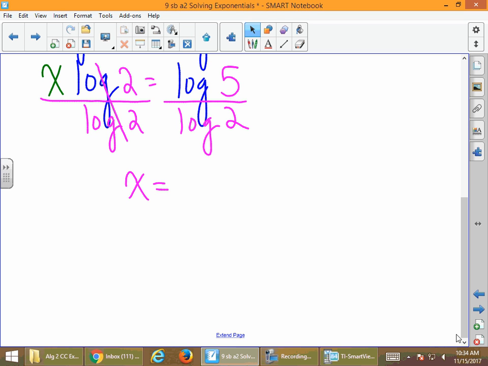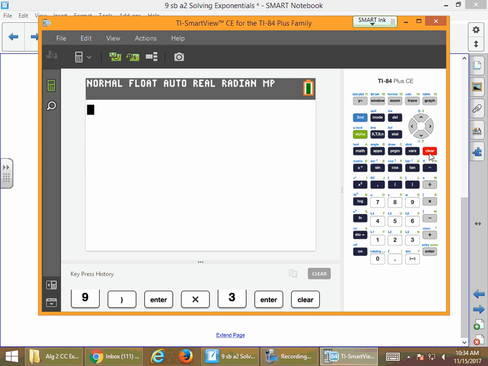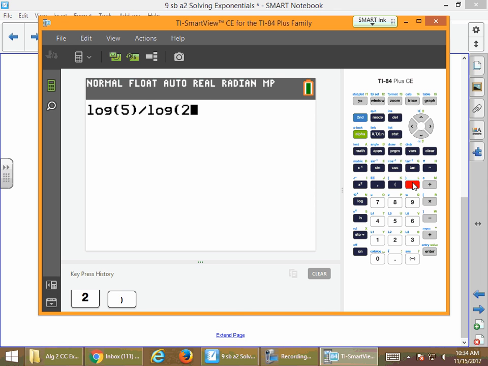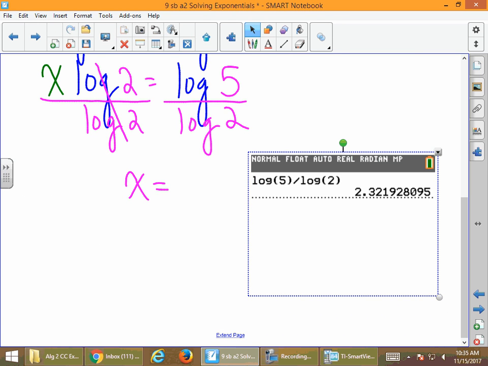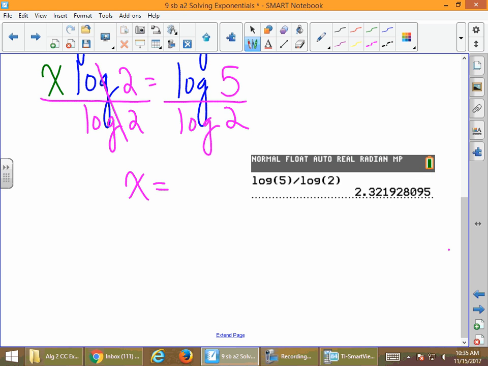And it is log 5 divided by log 2. And here's our value. We need to round to the nearest thousandth. So we're looking at the fourth position here. And our fourth position is the 9. So we are going to round that 1 up to 2.322.